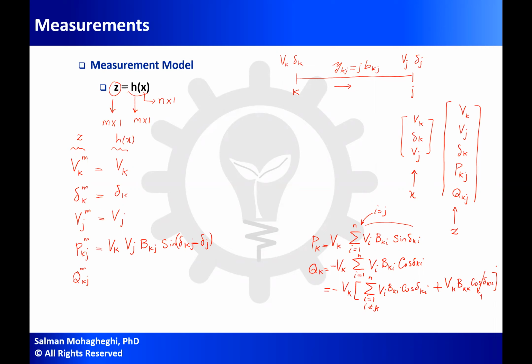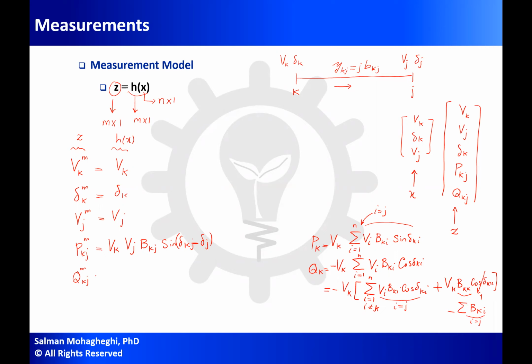Now, again, you might wonder, why am I doing this? The reason is, if you recall, the entry Bkk of the admittance matrix was in fact nothing but minus summation of Bki's. So it seems like I have a term within this summation associated to when i equals j, and also within this summation when i equals j.